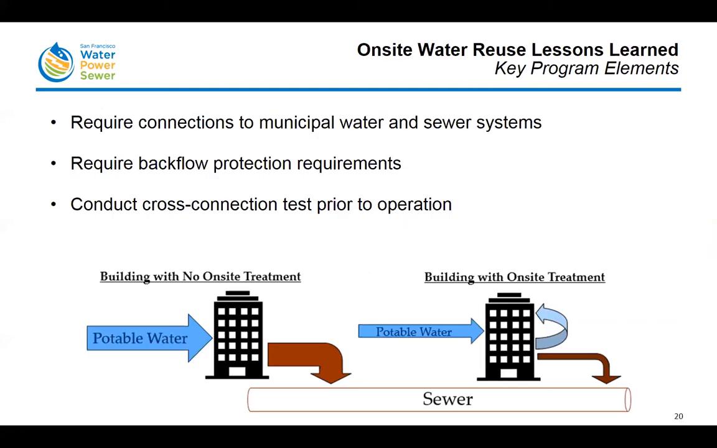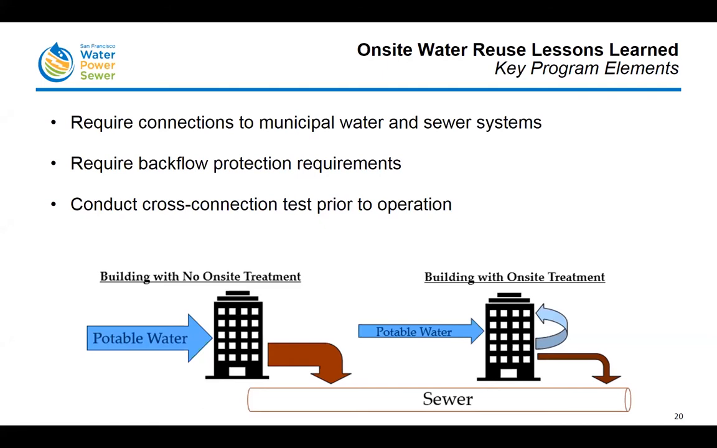One of the things that we've learned about our program is we require all on-site water treatment systems to be connected to our municipal water and sewer systems. So we do not allow any off-the-grid type systems where there's no connections. We require all of those systems to be connected because, for example, if one of your parts needs to be replaced or there needs to be maintenance on your treatment system, you need a way to serve your toilets, for example, with water for toilet flushing. And so you really need a backup municipal water connection to be able to protect public health in these buildings.